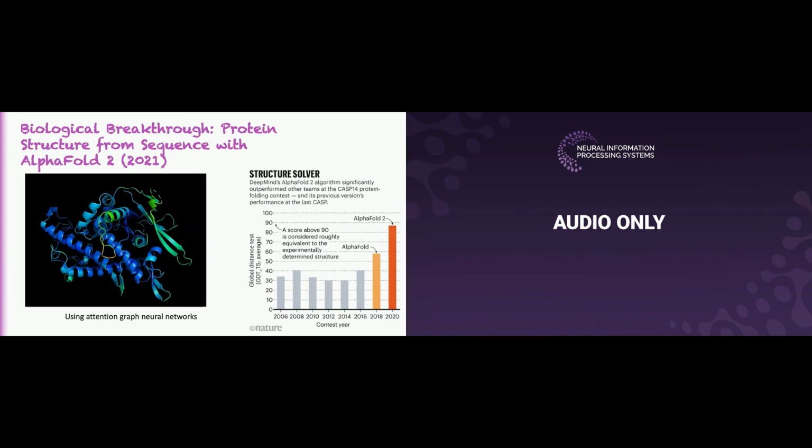And DeepMind then later used the attention mechanism to achieve an amazing scientific breakthrough in protein structure prediction from sequence, mapping the sequence of hundreds of letters describing a protein to its 3D structure. That I think is going to be the start of a complete revolution for biology in the coming years, by the way.